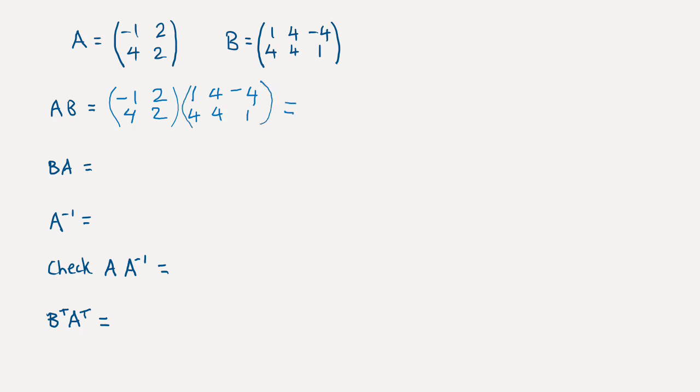Let's take the first row of matrix A and the first column of matrix B and calculate the inner product. So we'll have minus 1 plus 8, so we're going to have plus 7. Next, take the first row again, but this time take the second column of matrix B and calculate the inner product. So we'll have minus 4 plus 8, so we'll have plus 4.